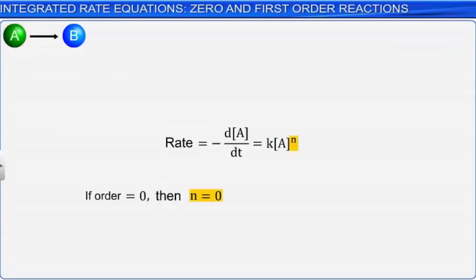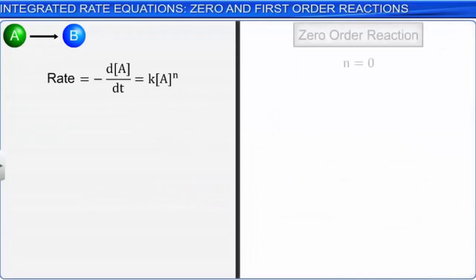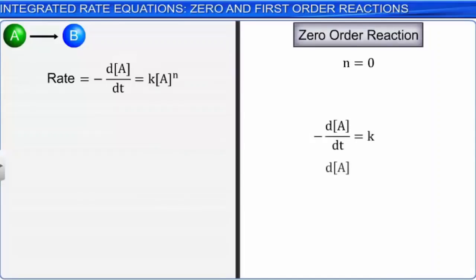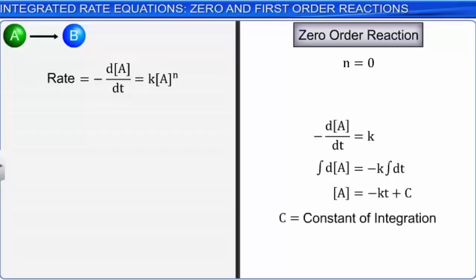Substituting n by 0 in the differential rate equation, we get minus dA by dt is equal to K, or dA is equal to minus K into dt. On integrating both the sides, we get concentration of A is equal to minus Kt plus C, where C is the constant of integration. Let this be equation 1.